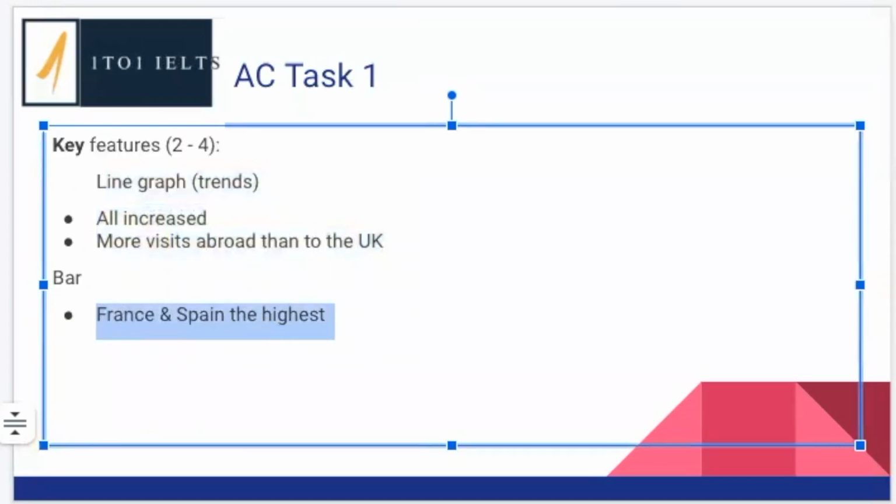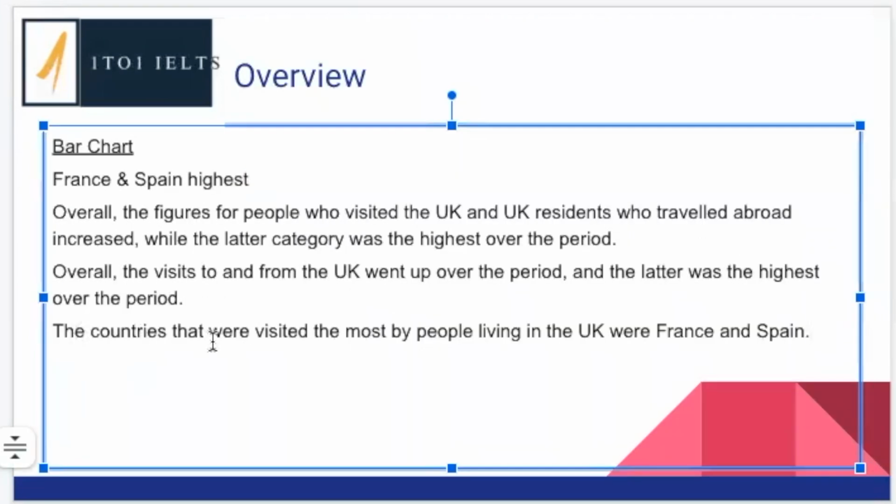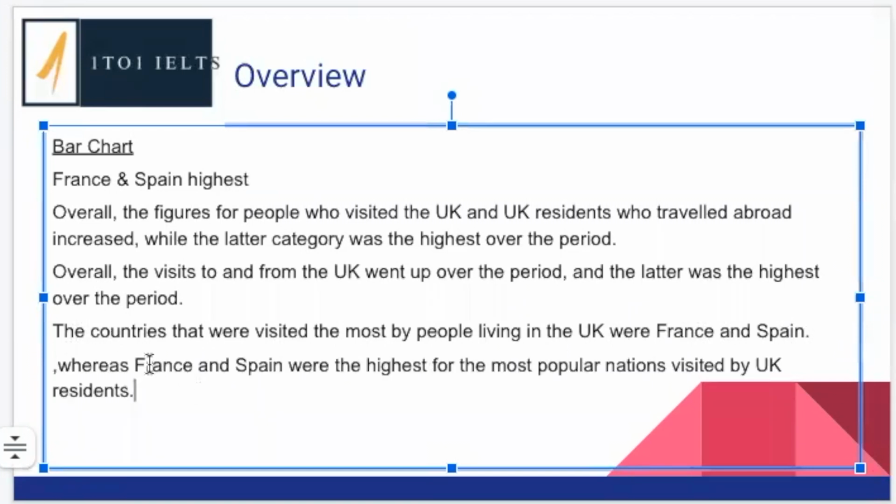France and Spain, the highest. Again, we can look at the title to give us an idea of what language to use here. The countries that were visited the most by people living in the UK were France and Spain. Excellent. Well done there, Gabby. No problems with this. Whereas France and Spain were the highest for the most popular nations visited by UK residents. I was assuming someone was going to get confused of how to talk about this.